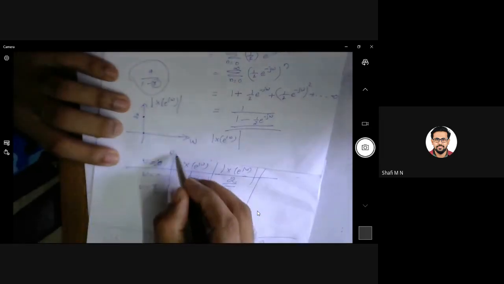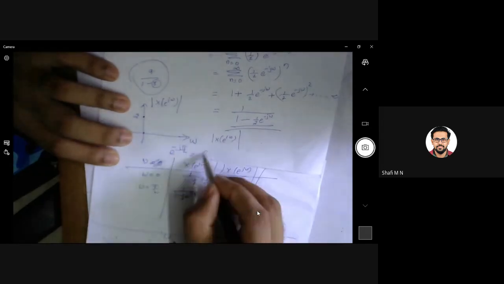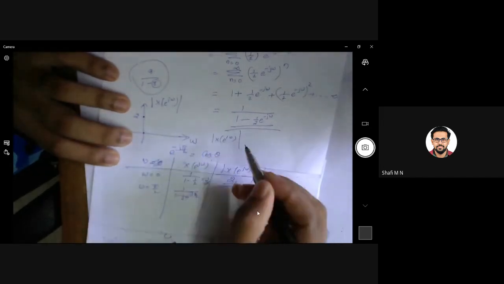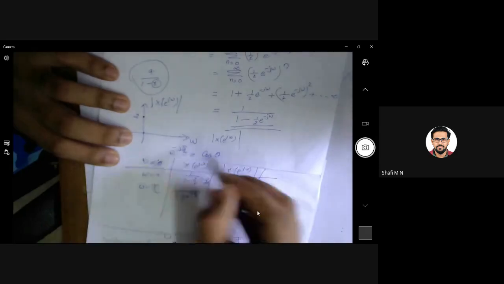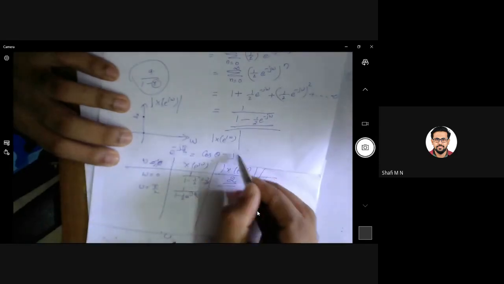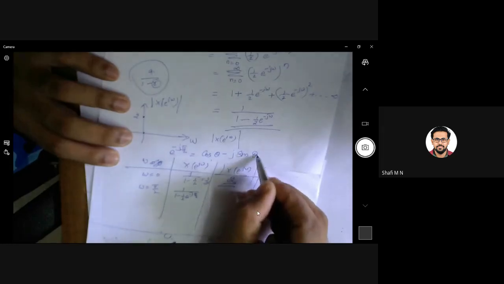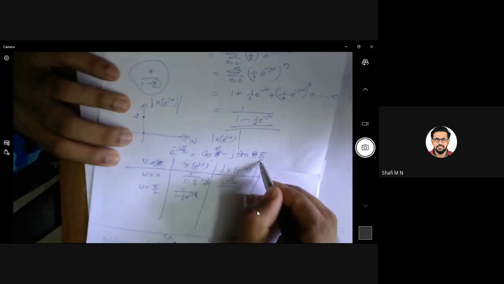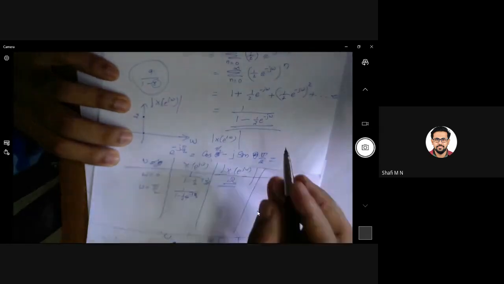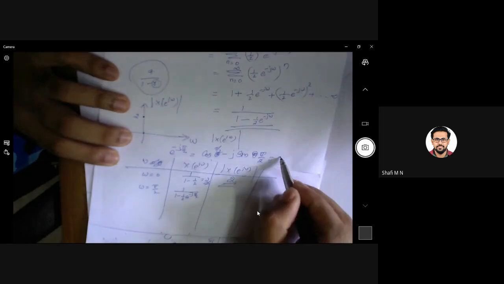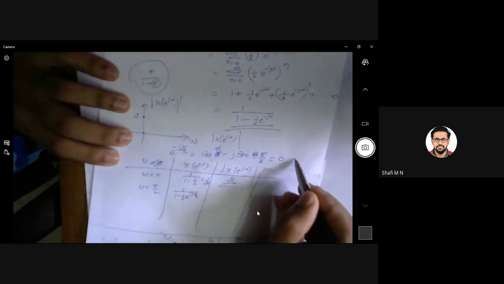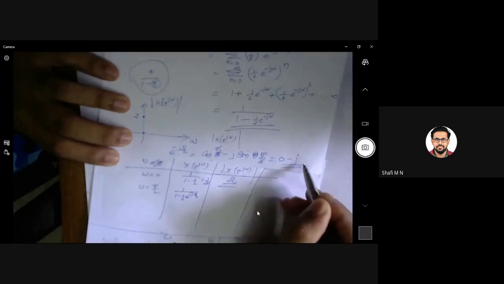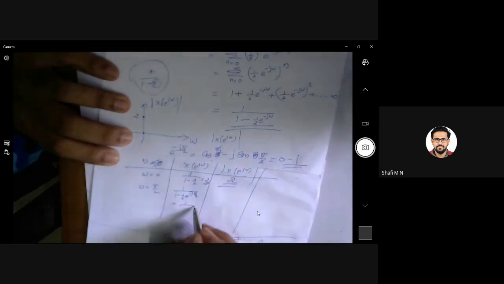Find the value of e raised to minus j pi by 2. E raised to j theta is cos theta plus j sin theta. Here it is minus, so cos theta minus j sin theta. Theta is pi by 2, so this is cos pi by 2 minus j sin pi by 2. Cos 90 is 0, sin 90 is 1, so it's 0 minus j, that is minus j. So this will be 1 by 1 minus 1 by 2j. Is that right?